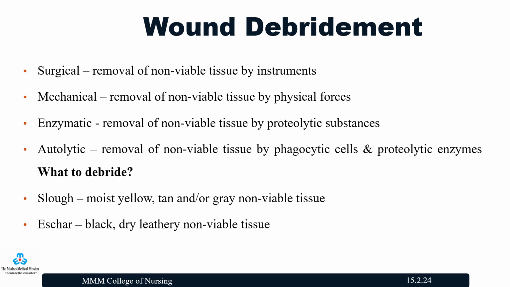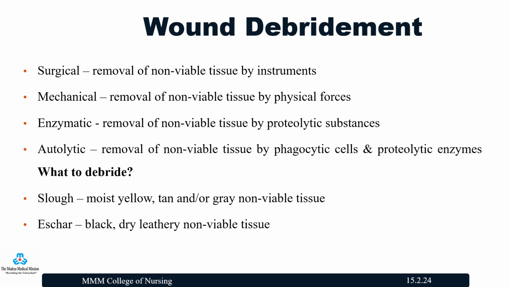In enzymatic, removal of non-viable tissues by using some proteolytic substance which will be applied with the dressing. In that way the slough and the eschar can be removed. That is known as the enzymatic method. And autolytic is the removal of non-viable tissues by phagocytic cells and proteolytic enzymes.